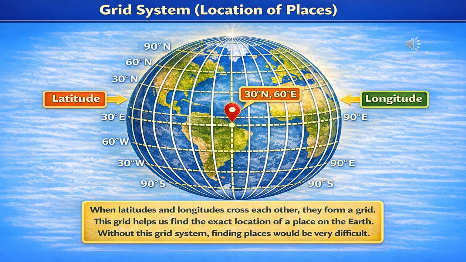Now see this image carefully. When latitudes and longitudes cross each other, they form a grid. This grid helps us find the exact location of a place on the Earth. Without this grid system, finding places would be very difficult.